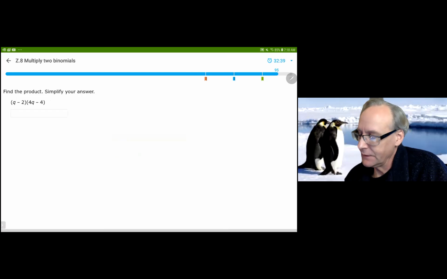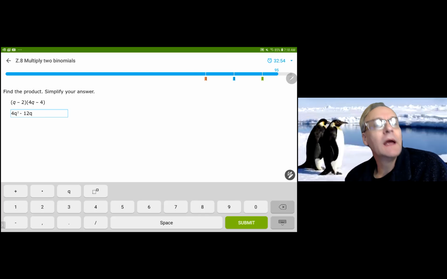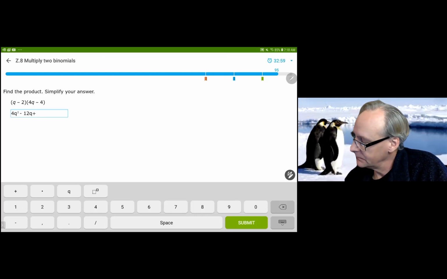All right, shall we write it? No, this one's too easy. 4q squared. I know you can do it. All right, so in our middle term we've got a minus 8 and a minus 4. That's a minus 12q. And then we have a negative 2 times a negative 4, which is a positive 8.